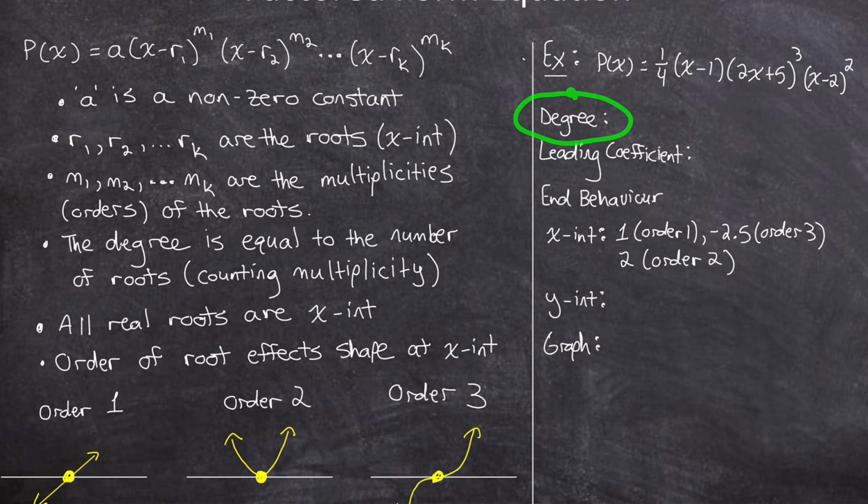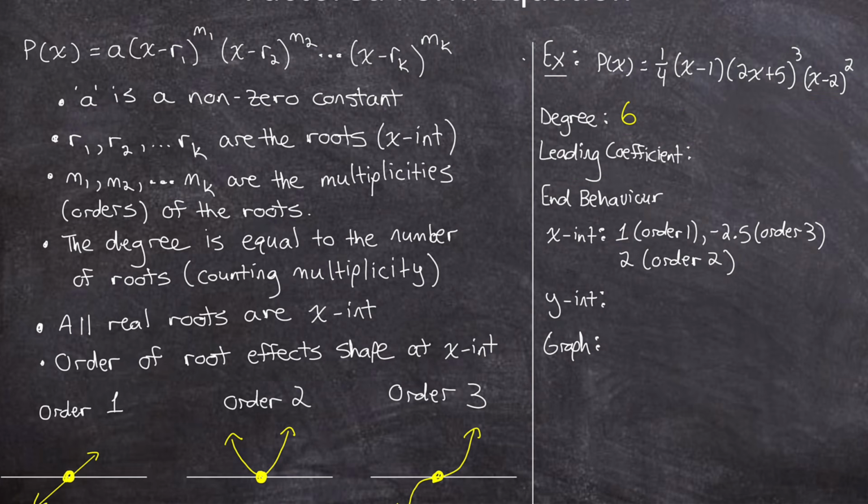Now let's find the degree. The degree is equal to the number of roots, including their orders. This equation had 3 roots. If I add their orders together, 1 plus 3 plus 2, I get 6, which means the degree of this equation is 6.